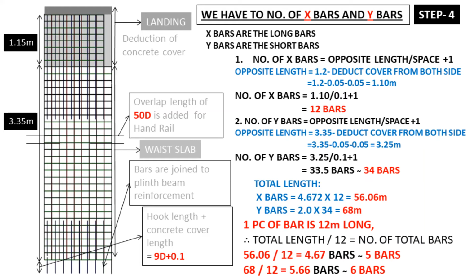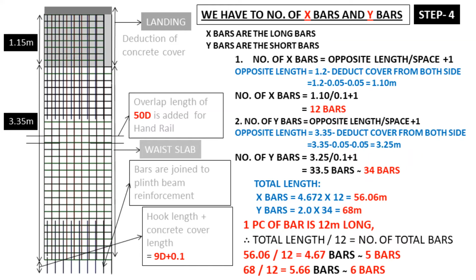Now we have to find the total length of X bars and Y bars by multiplying the length into the number of bars. You can see the values: 56.06 meter for X bar and 68 meter for Y bar.